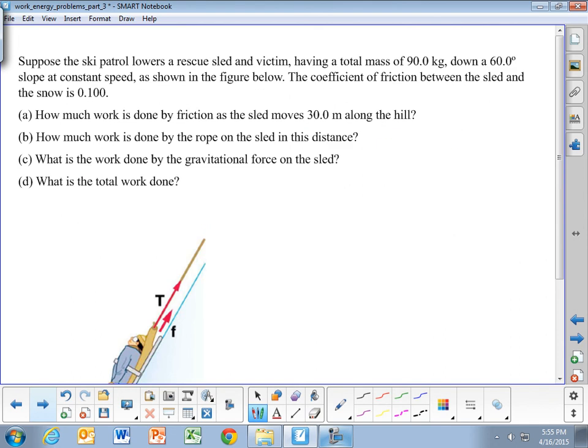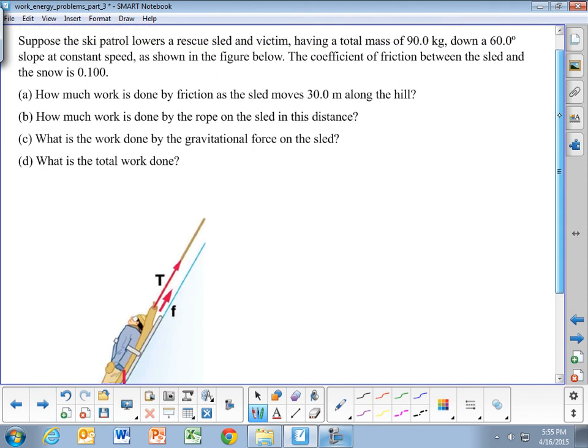This final question. We have a person on ski patrol, and they're lowering a person down a hill. So the person with the sled has a mass of 90 kilograms. They're sliding them down a 60-degree slope at a constant speed. So if it's a constant speed, the net force is 0. The coefficient of friction between the sled and the snow is 0.1.